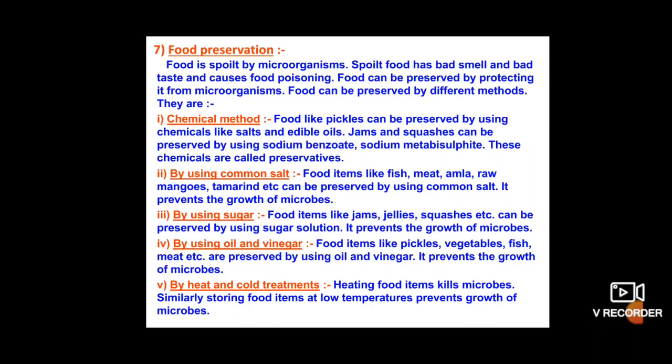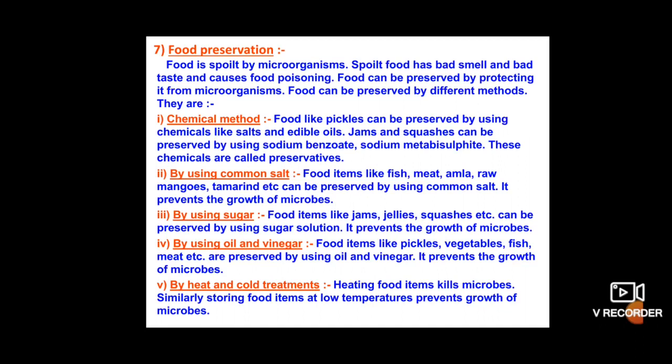So, the food is spoiled because of microorganisms. Thus, spoiled food has a bad smell and bad taste. This can cause food poisoning. Because of the microbial activities, the food is destroyed, and that food takes on a bad smell and bad taste.